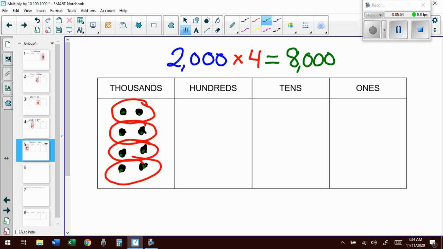Now, before we covered up the zeros, so if you need a refresher, we covered up the zeros, did the basic fact, 2 times 4. That equaled 8. How many zeros did we cover up? 3.